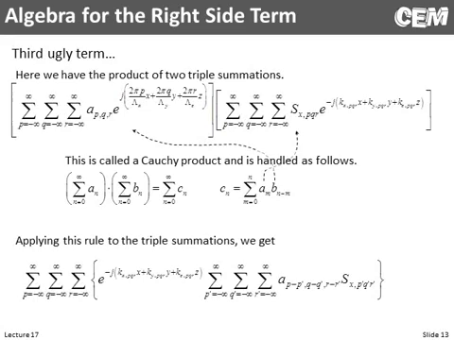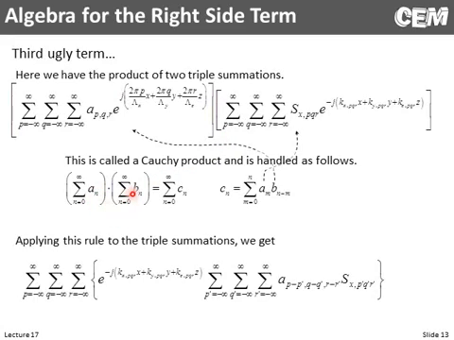Now the last term, and a very critical term. We have the product of two triple summations. This is not one summation inside the other summation. This is the product of two triple summations. Well, there's something called a Cauchy product.